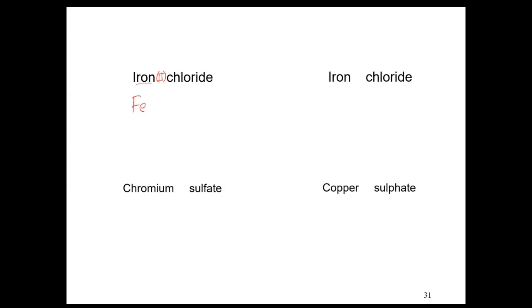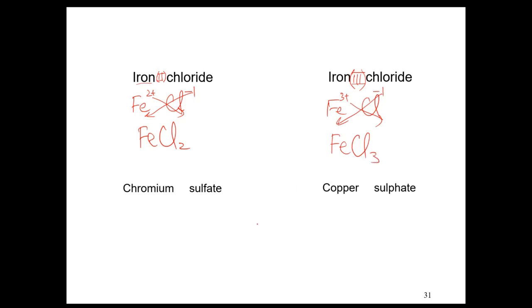So Fe, what is the charge given here? Plus 2. And chloride, it is present in periodic table 1. So 1 comes here, 2 comes here. FeCl2. Okay. What should be its formula? Iron 3 chloride. So 3 will be the charge on iron. Fe3 and chloride Cl minus 1. 1 comes here, 3 comes here. FeCl3. Good.